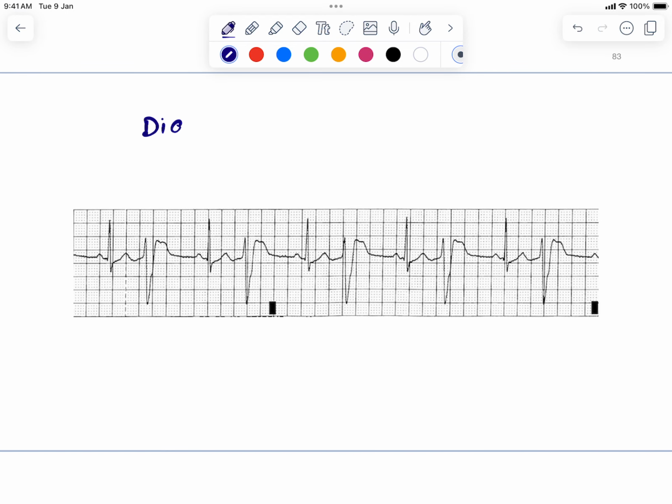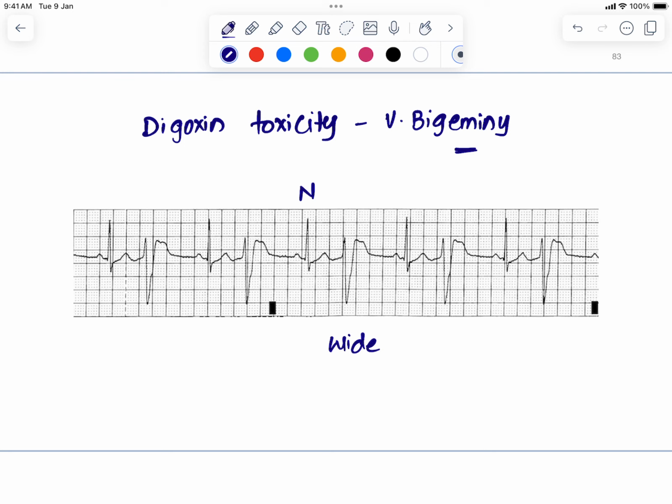you see in case of digoxin toxicity, the ECG change that you will have is the ventricular bigeminy. Right, this will be ventricular bigeminy in digoxin toxicity. So ventricular bigeminy in the sense you have a normal complex and then you have a wide QRS complex. Right, you have a normal complex and then you have a wide QRS complex.